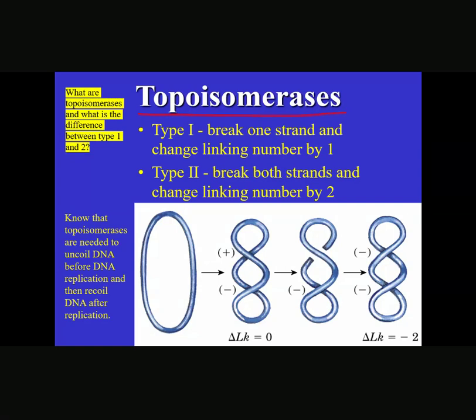Type 1 topoisomerases break just one strand and kind of twist it around itself. What's in this picture is a type 2 topoisomerase, where we break both strands, pull it through, and reconnect it. And that changes what's called the linking number, the amount of coils that we find in DNA.